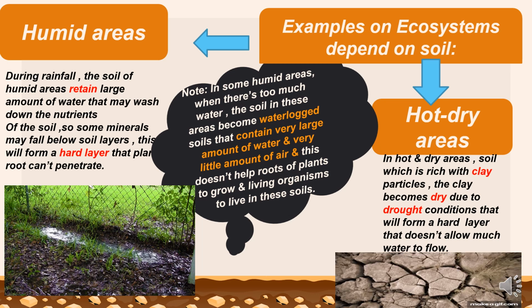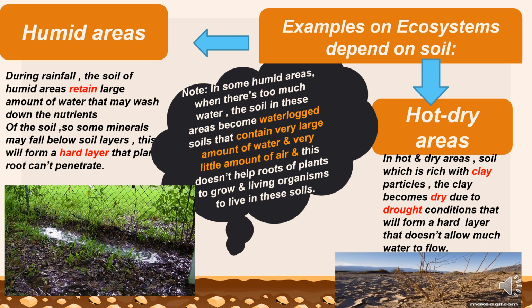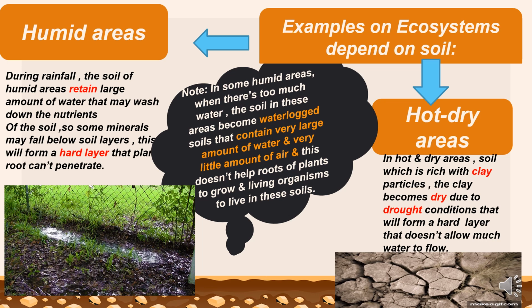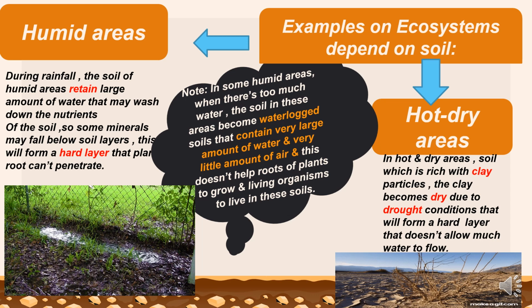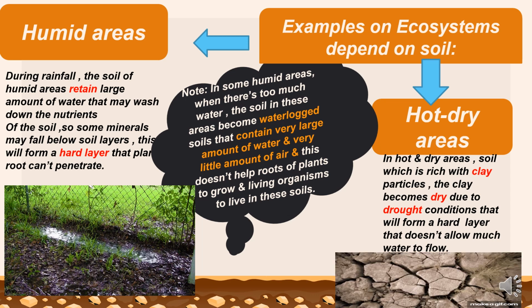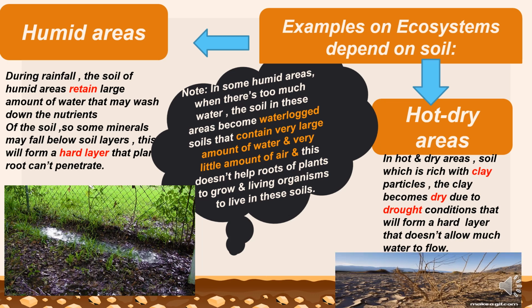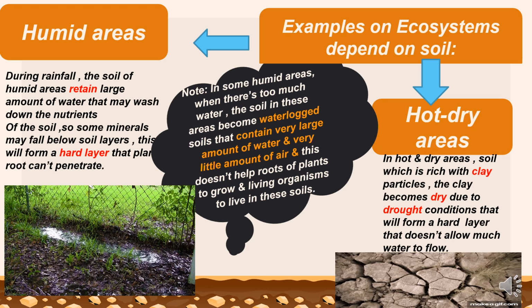While in hot dry areas, the soil which is rich with, for example, clay soil is the most common example in hot dry areas. With clay soil, I'm gonna find that the clay becomes very, very dry because of drought conditions. Super. And these drought conditions, primary six, also will form a hard layer that doesn't allow much water to flow through it.